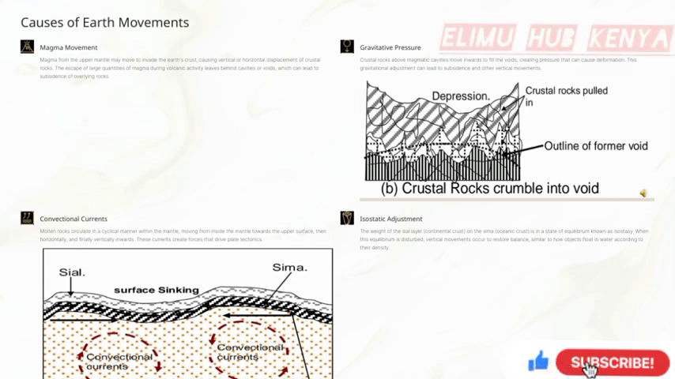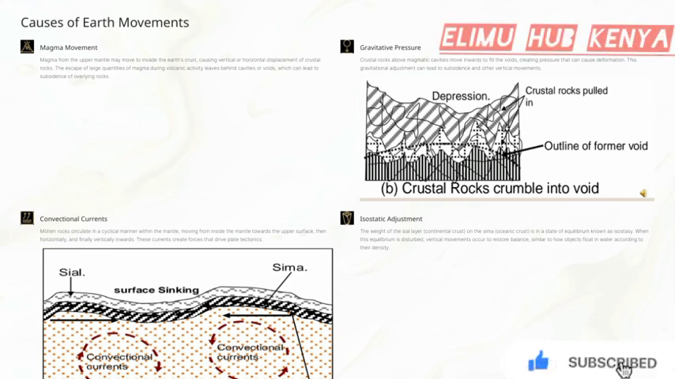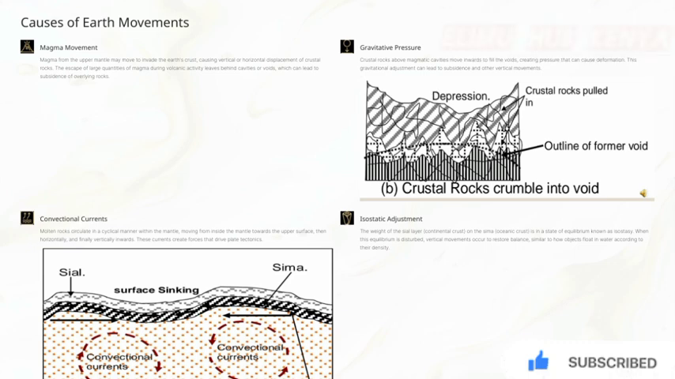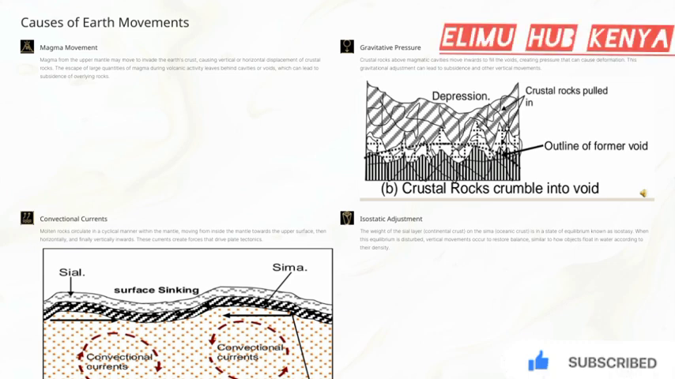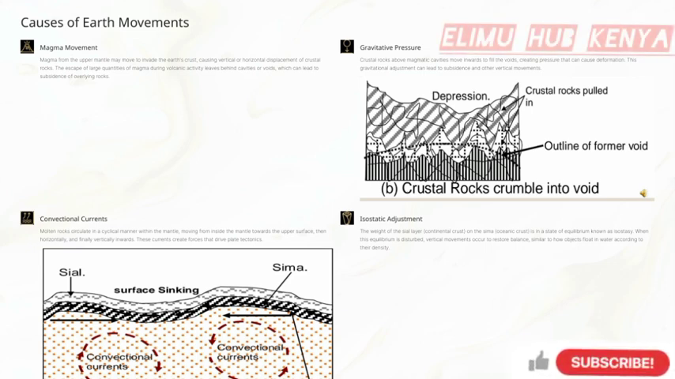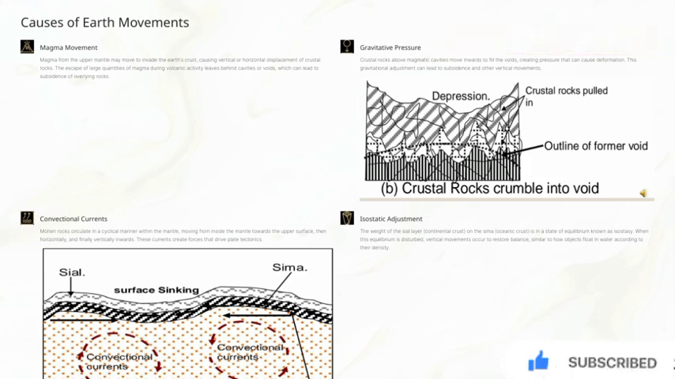Finally, there's isostatic adjustment. Think of the Earth's crust as being in a state of balance or equilibrium called isostasy. When the weight on the crust changes, for example, due to erosion or sediment deposition, vertical movements occur to restore this balance. It's similar to how objects float in water, adjusting their position based on their density.